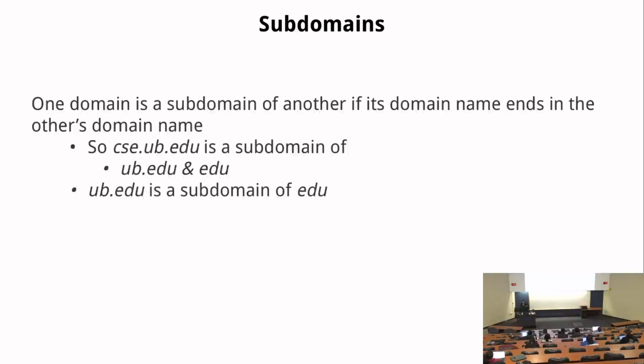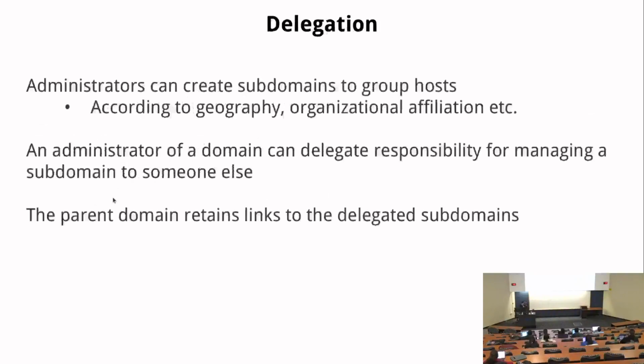Then one domain can be a subdomain of another if the domain name ends in the other domain's name. For example, cse.ub.edu, the computer science department, is obviously a subdomain of ub.edu and also a subdomain of edu. And ub.edu is also a subdomain of edu.